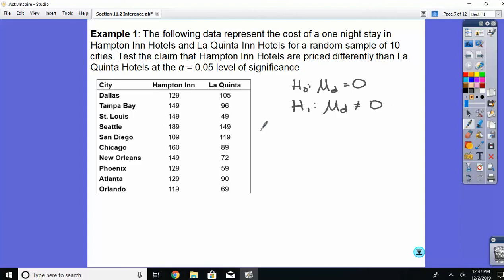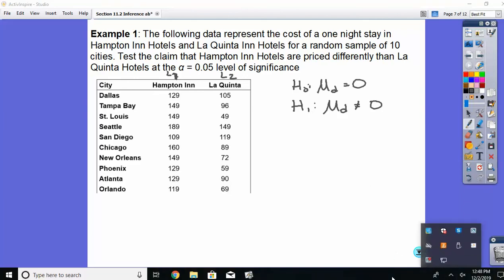We are going to have to use our calculator unless you really want to go through and subtract all these and find the difference by hand, which I don't want to. So, you're going to stat edit, and I want you to put the Hampton Inn in L1 and the La Quinta in L2. So here's our L1, here's our L2. Everybody enter your data.